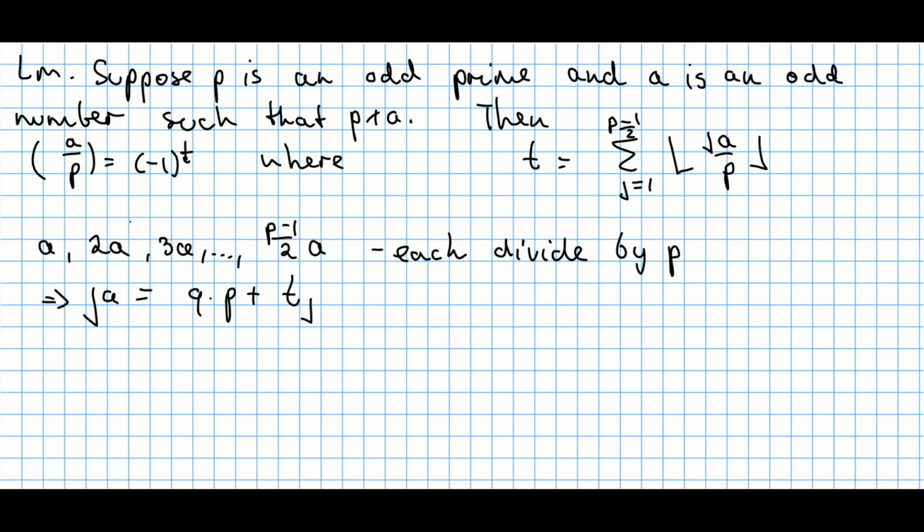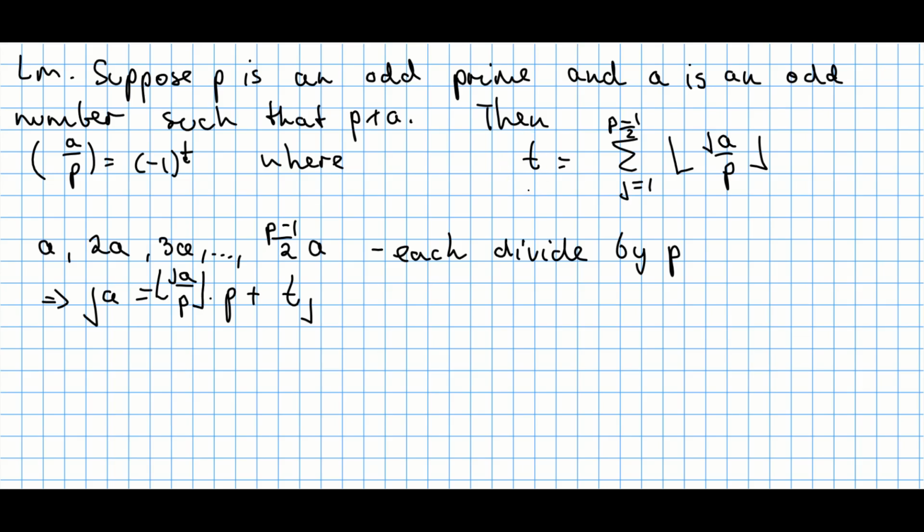What we did in Gauss's lemma, we took all elements of the form a, 2a, 3a, all the way up to (p minus 1)/2 times a. In each of those, we divided by p. So I just take any ja from this list, which is just p times some multiple q, plus some remainder, which we know is strictly between 0 and p. Now, in fact, this multiple q is nothing but the integer part of ja divided by p.